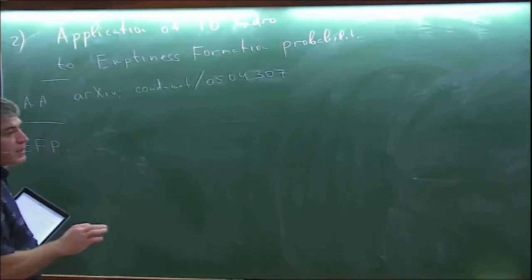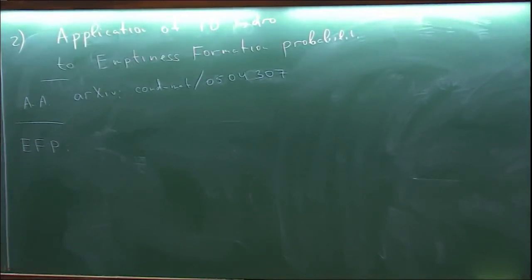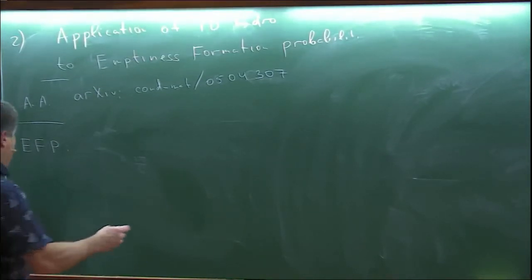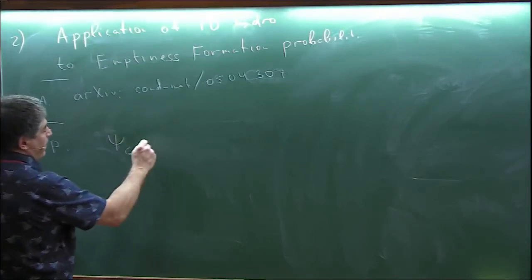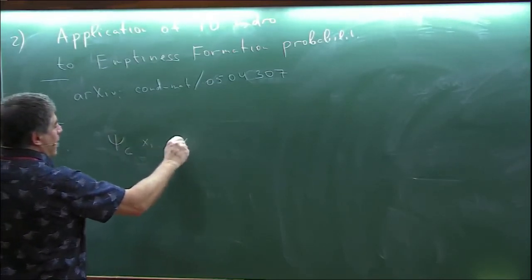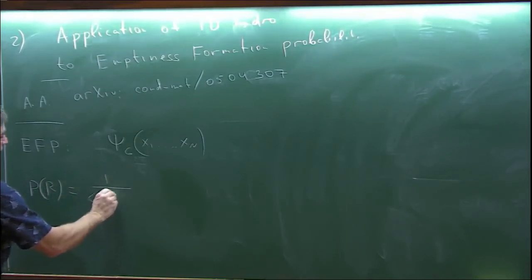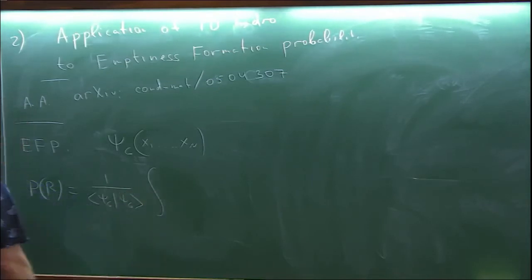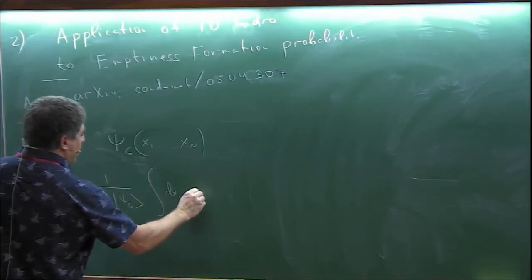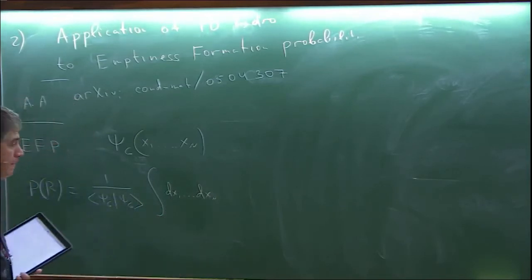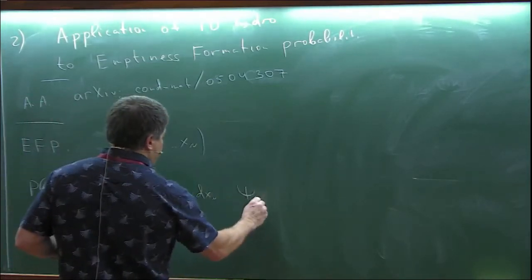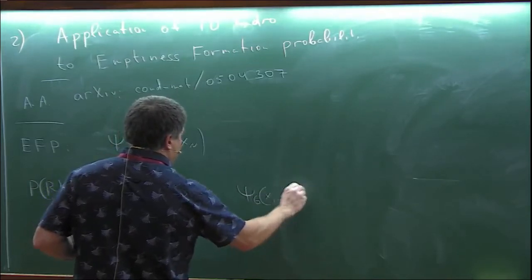Let's suppose that I have some system of particles, interacting or non-interacting, it doesn't matter for now because I'm just doing definitions, which is characterized by the ground state psi_0 of x1 through xn, where I have n particles on a line, say, with periodic boundary conditions. And then I will introduce the following object. Well, a normalization factor. And then I integrate over dx1 through dxn along the line of the psi_0 of x1 through xn squared.